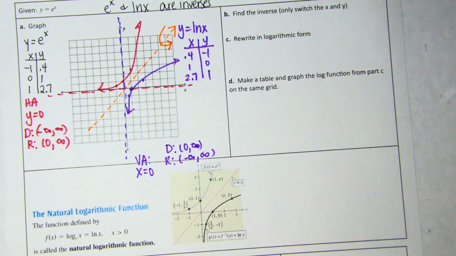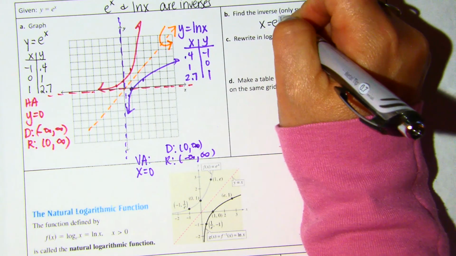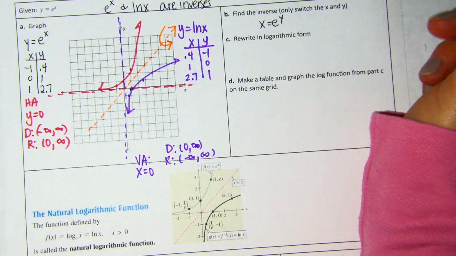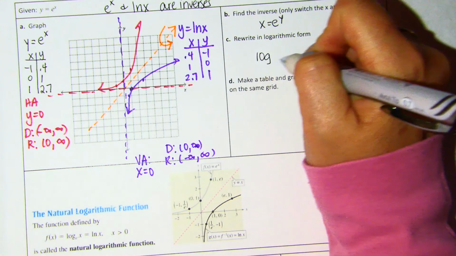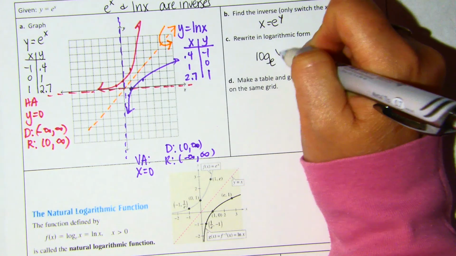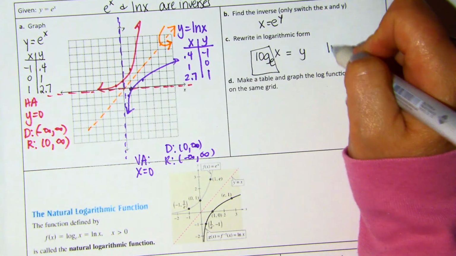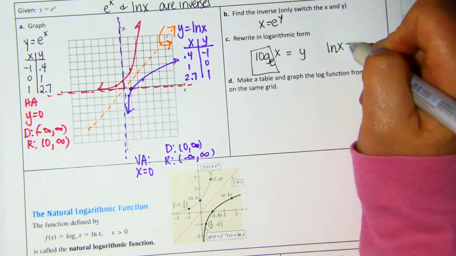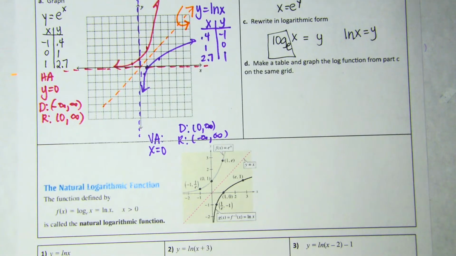Let me fill out this other part here for you. If you have the exponential, you do the inverse, swap those. So then when you rewrite it in log form, log base e, y equals x. And anytime you have log base e, like I said earlier, it's just ln. Okay, and we already did the table. So now let's do some of the graphing.